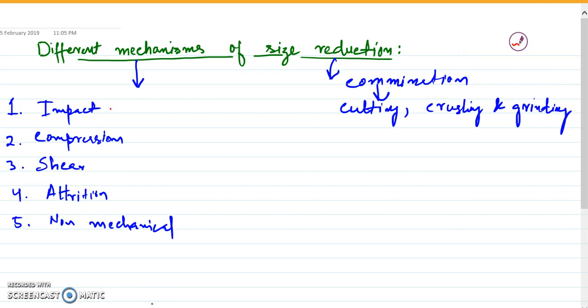In impact mechanism, the big particle is broken down by a single rigid force into small particles.